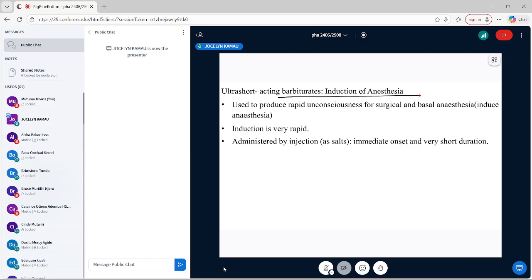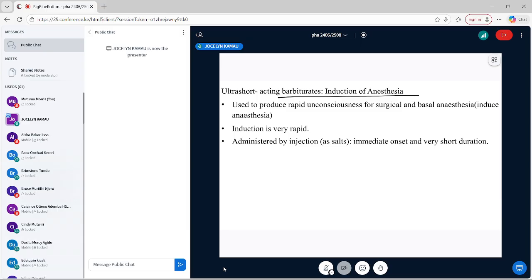Then we go to the intermediate acting. We have drugs there like amobarbital, butalbital, aprobarbital, and so on in that category, whereby those ones are intermediate. From there, we go to the ones that are now short acting.